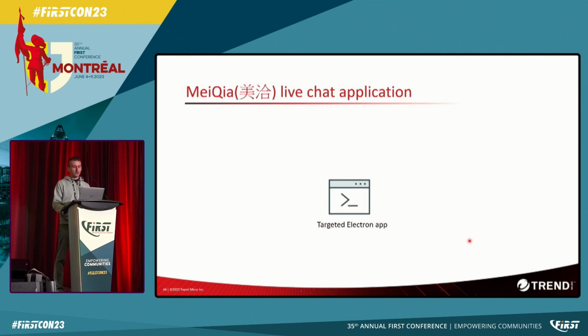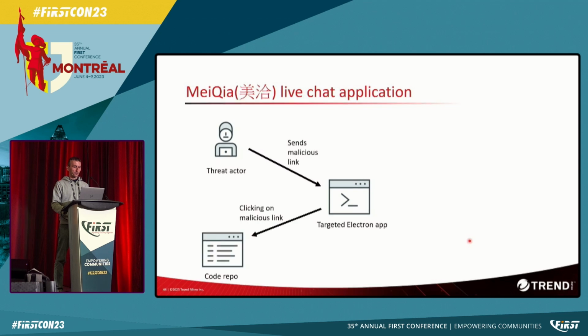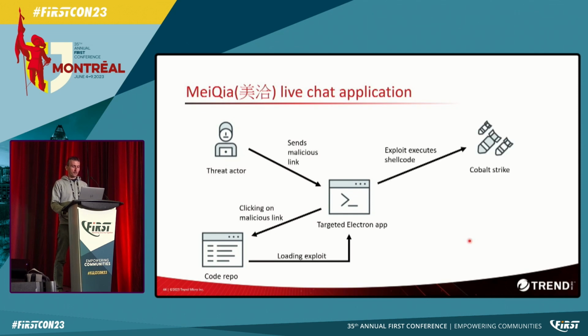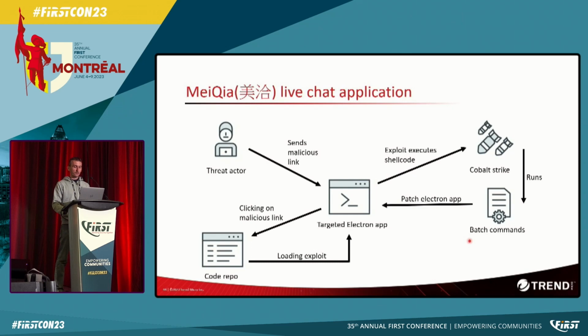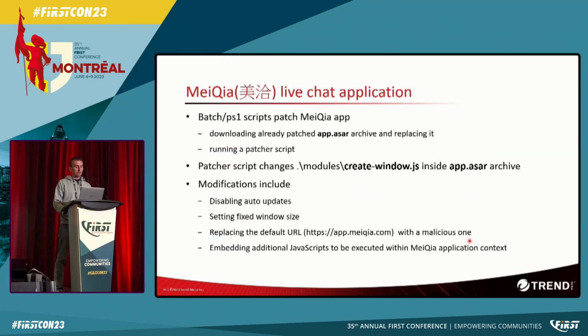So we have the targeted Electron application. The threat actor sends the malicious link. If the user clicks on the link, the application loads the code from the code repository, loads the exploit, and the exploit executes the shellcode. The shellcode is a Cobalt Strike stager, which runs batch commands, which then patch the Electron application, which then delivers additional JavaScript payloads. The scripts can be either batch or PowerShell scripts, and they patch the Meitia application either by downloading and replacing this app.asar archive or by patching one of these JavaScript files inside.